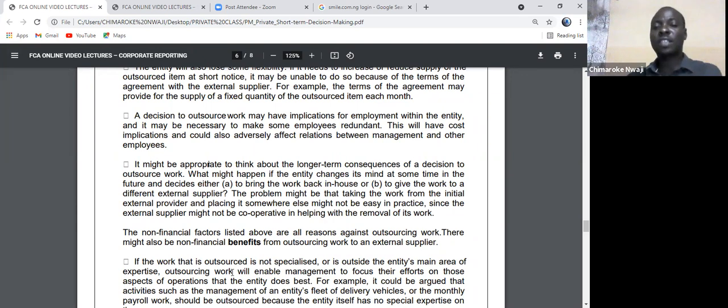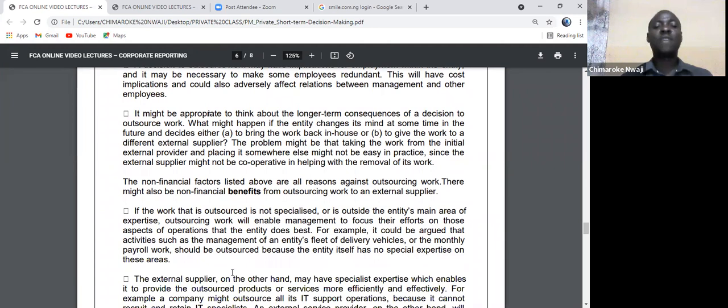These are some of the problems that could arise if you decide to use an external supplier. Now, the non-financial factors listed above are all reasons against using outsourcing external suppliers. There might also be non-financial benefits from giving out your job to external suppliers.